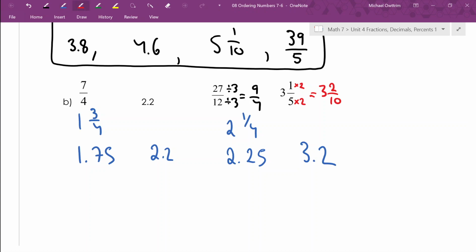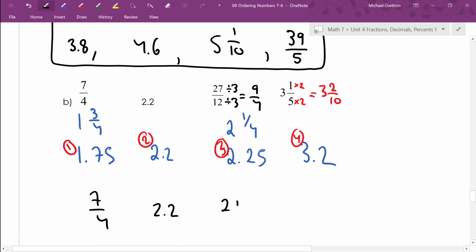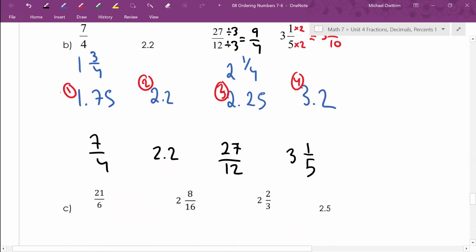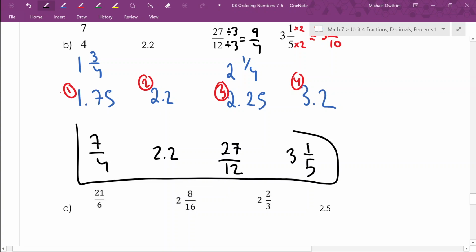So if we want to order that from lowest to greatest, lowest is going to be 1.75. Then we've got our 2.2, then our 2.25, and then our 3.2 last. So that one actually is already in order. So we can pretty much just copy it out, and that is from lowest to greatest. And our commas there, and label it our answer for good measure.